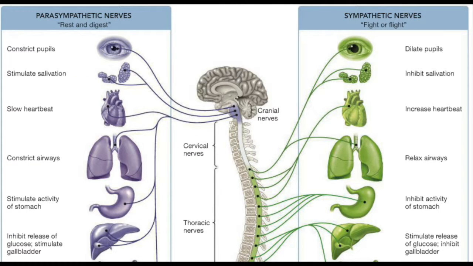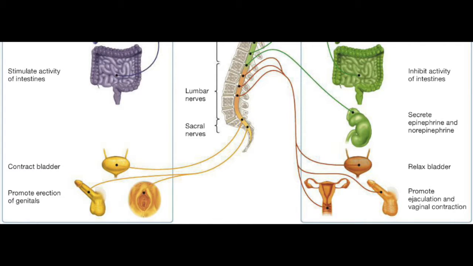On screen, you can see some organs that are related to either the parasympathetic nerves or the sympathetic nerves. If you can notice, most parasympathetic neurons are located in the cervical or cranial nerves. The sympathetic ones mostly originate within the thoracic nerves or the spinal cord.